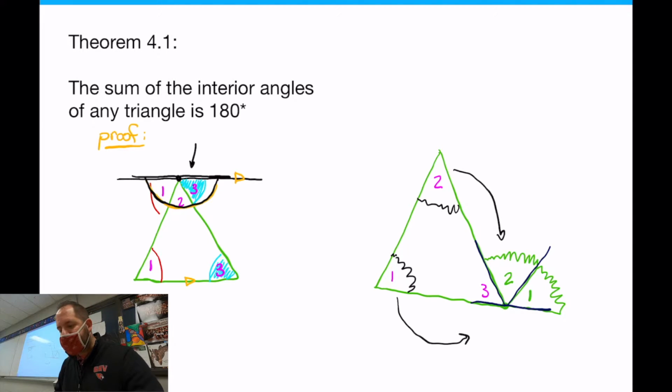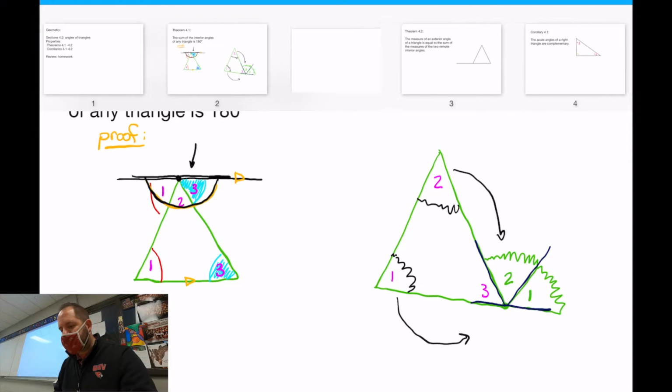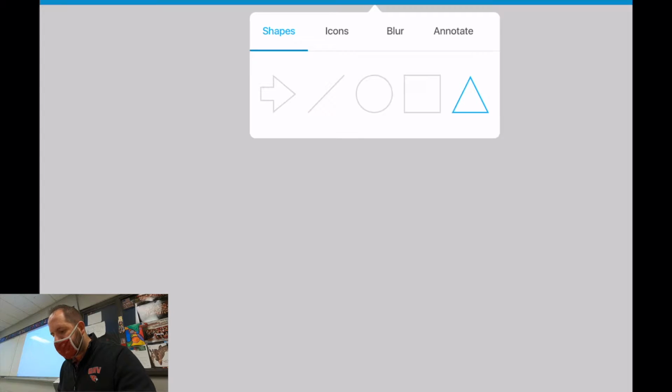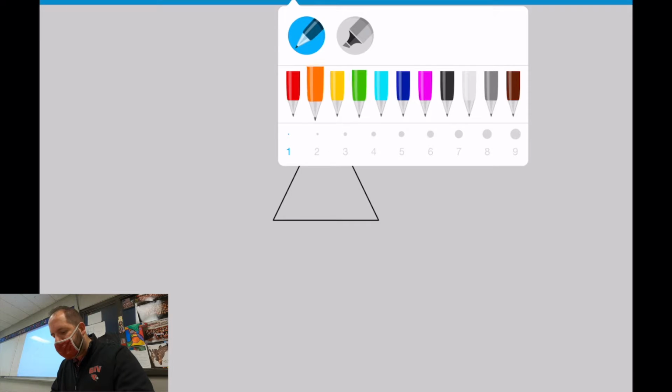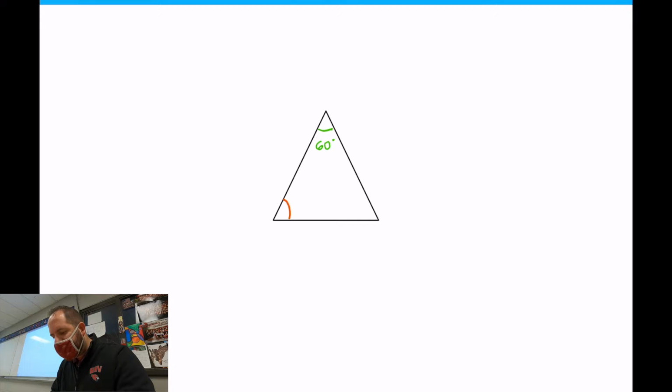So the idea here, and again, this is just a rough example. If I gave you a triangle, it doesn't matter the type, and I give you 2 of the angles on the inside. So let's say this angle is 60 degrees and this angle down here is 75 degrees. We can find this missing angle right here.